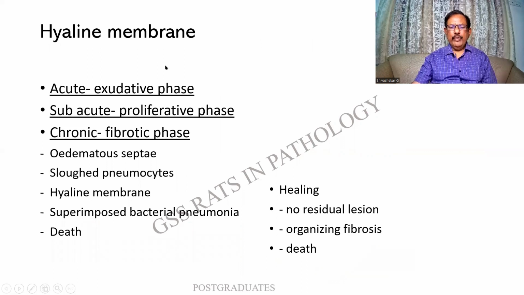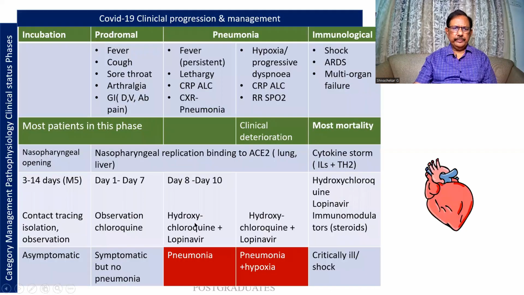The hyaline membrane, you find that there are 3 stages. One is an acute stage, the subacute stage, and the chronic stage. Initially, there is just an inflammation which can result in healing with no residual lesion, or there can be proliferation. Finally, there can be a fibrosis which can get organized, and there can be even death. Superimposed bacterial infection is one of the complications.